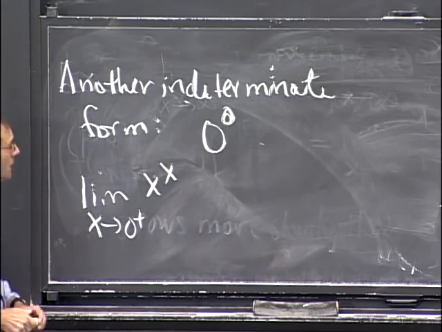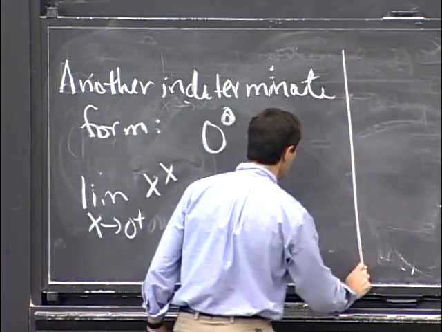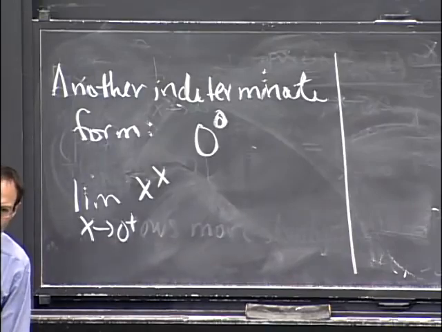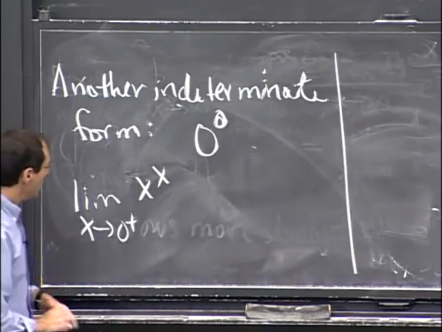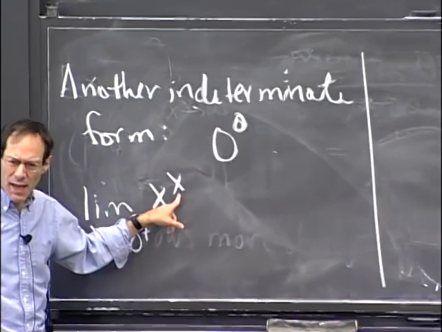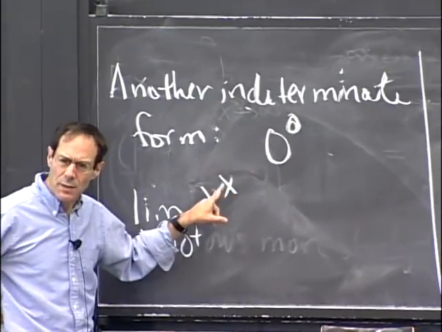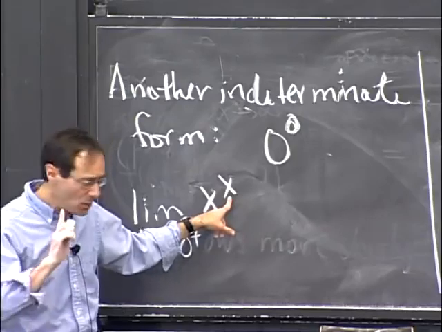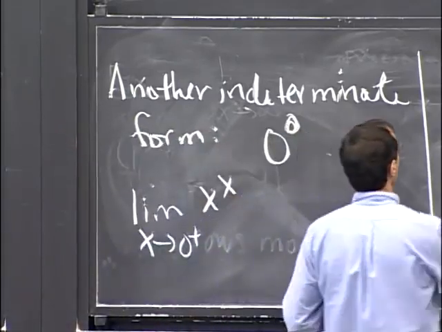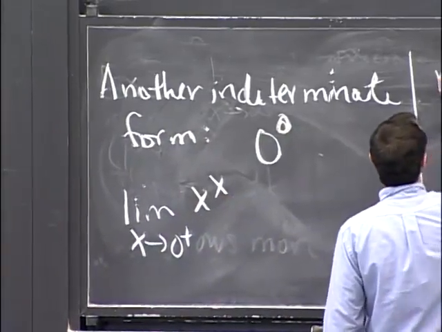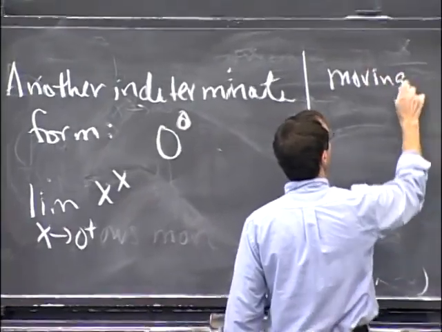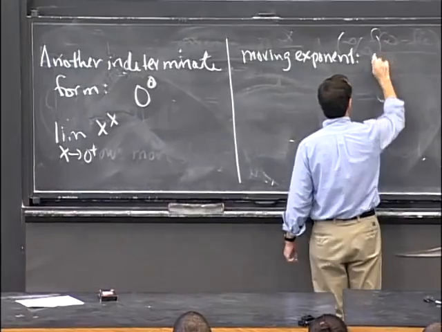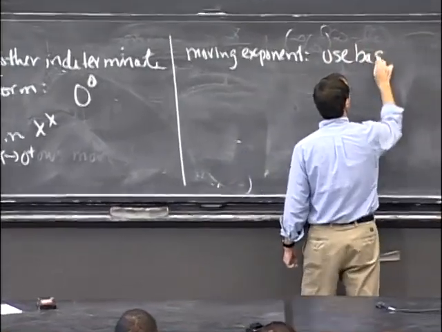Now, in order to work out what's happening with this one, we have to use a trick. And the trick is that this is a moving exponent. And so it's appropriate to use base e. This is something that we did way back in the first unit. So since we have a moving exponent, we're going to use base e.